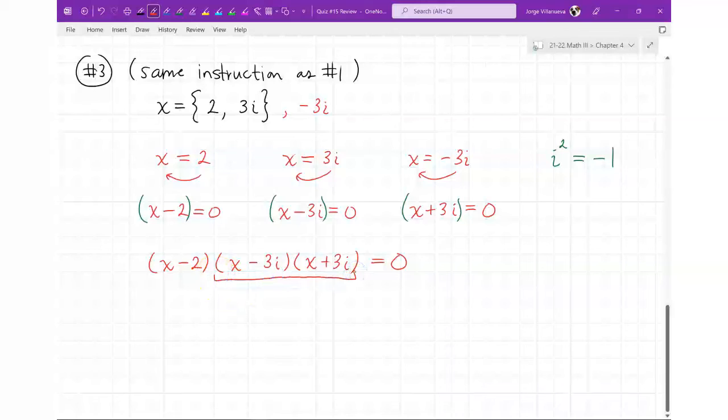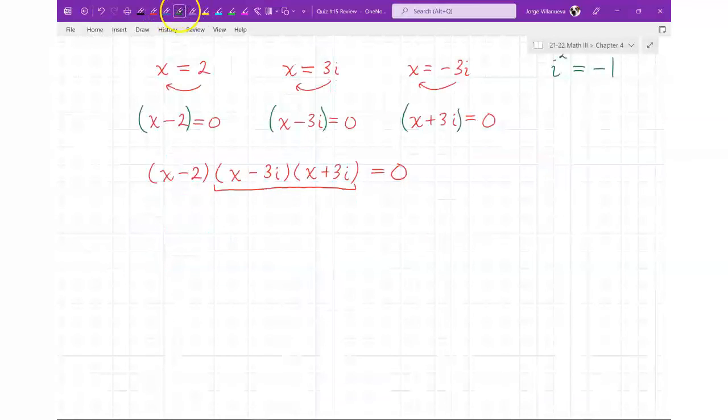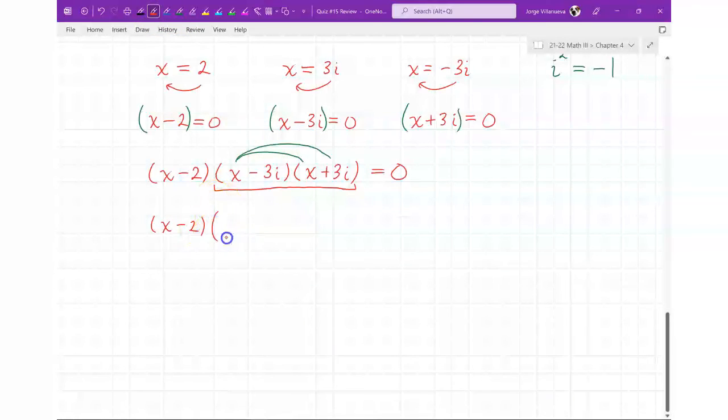Don't do the x minus 2. Leave that alone. Trust me. All right, so let's multiply the imaginaries first. So x times x, x times 3i. So x minus 2. x times x is x squared. And x times 3i is 3ix. Positive, right? Positive 3ix. I know it looks weird. Just bear with me.